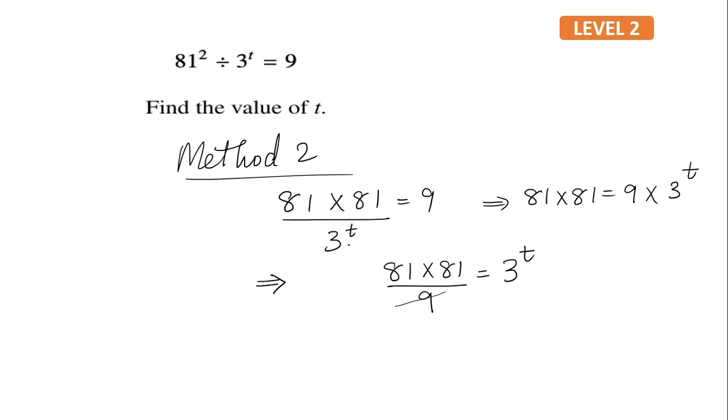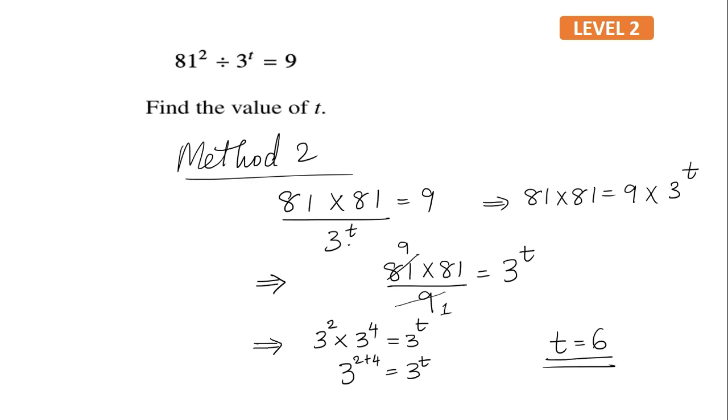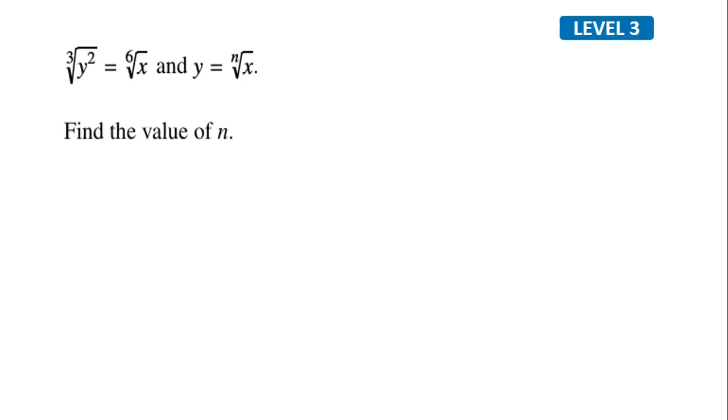You can simplify, which means 9 is 3 squared. 81, as we saw earlier, is 3 to the power 4, and it's equal to 3 to the power t, which means I have 3 to the power 2 plus 4 as 3 to the power t. So my t is going to be 6, which is 2 plus 4. This is method 2.